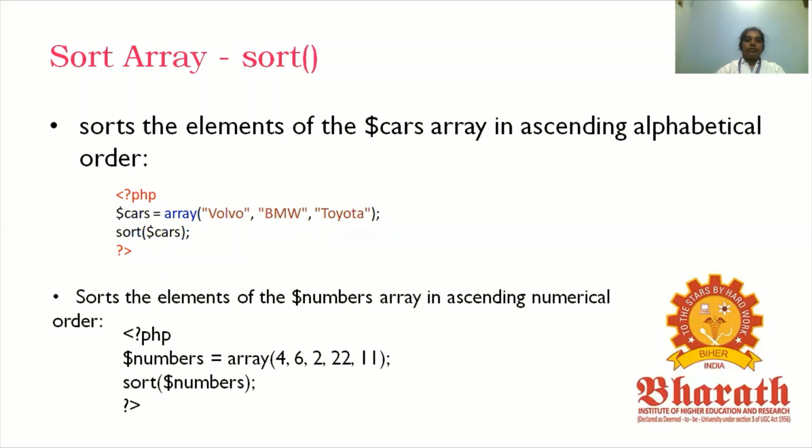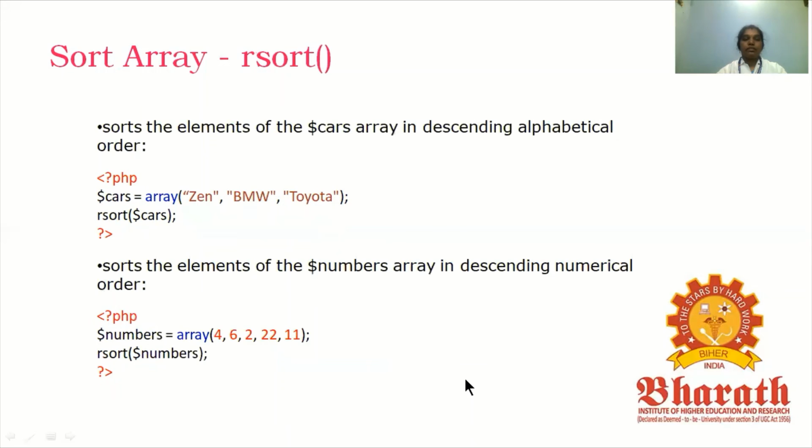The sort function contains three arguments. What will be the output? BMW, then Toyota, Volvo. This is the answer for the first PHP script. And in the second example, the values are not in order, so it will arrange them in alphabetical order and display the result.